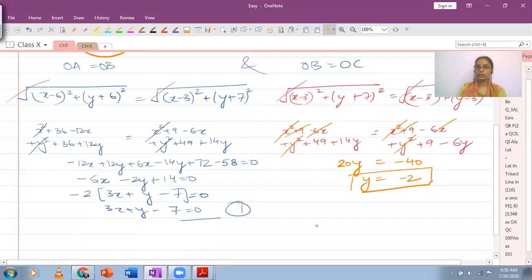Any questions still here? After this, it's very easy. You just have to use it and find out the value of x.